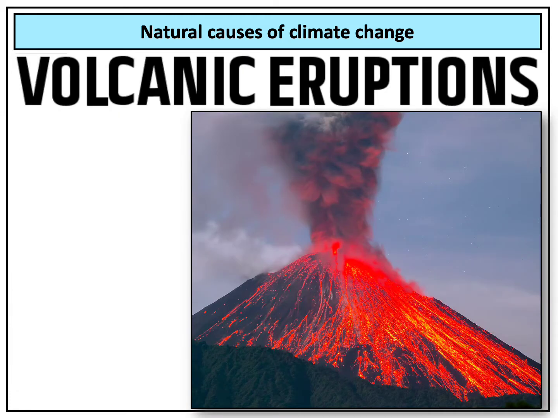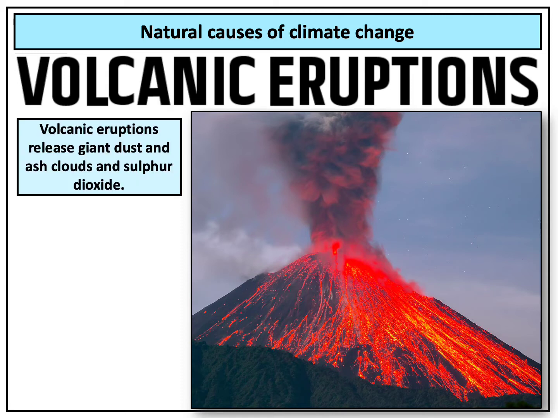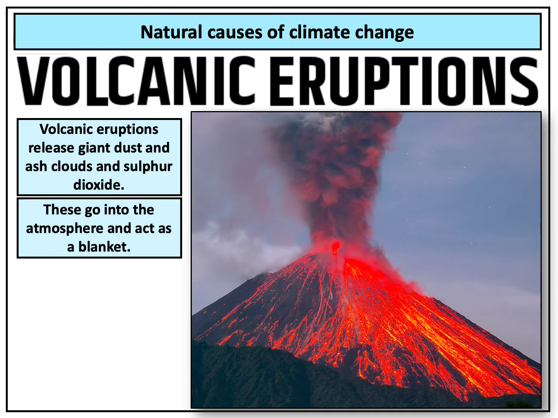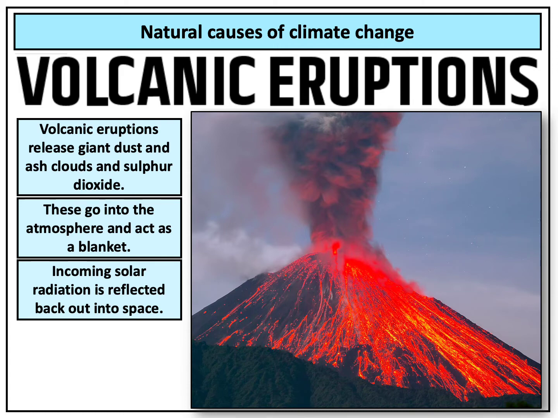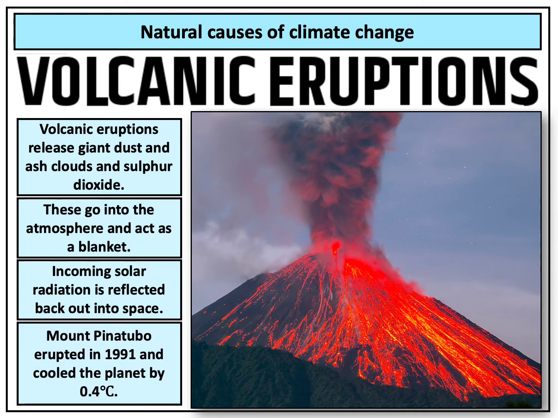The first one that we're going to talk about is volcanic eruptions. So volcanic eruptions release giant dust and ash clouds and sulfur dioxide, which then turns into aerosols once they get into the atmosphere. So these go into the atmosphere and they act as a blanket. And this prevents incoming solar radiation from getting to the Earth's surface, so it's reflected back out into space. An example of when this has happened is Mount Pinatubo, which erupted in 1991, and that cooled the planet's average global temperature by 0.4 degrees Celsius.